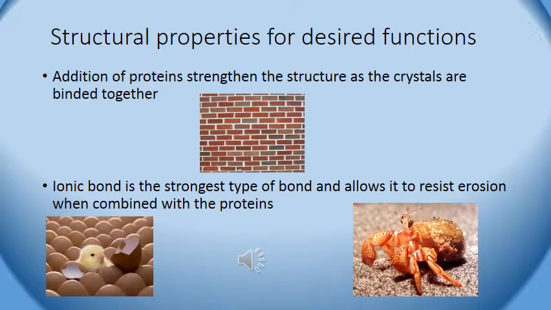Proteins can bind the calcium carbonate crystals together to make a brick wall-like structure that is incredibly strong. This robustness is what makes shells a desirable place to live for crustaceans, and also prevents them from being easily eroded or broken down in the salt water. This is also evident in chicken eggs, as they are resistant to the acids inside of the chicken, and without such a resilient structure, the egg would break or erode before it could hatch.